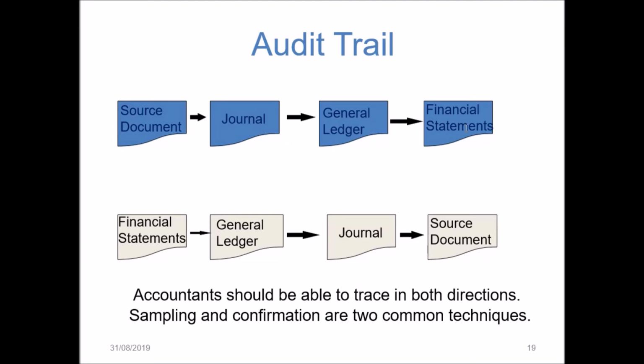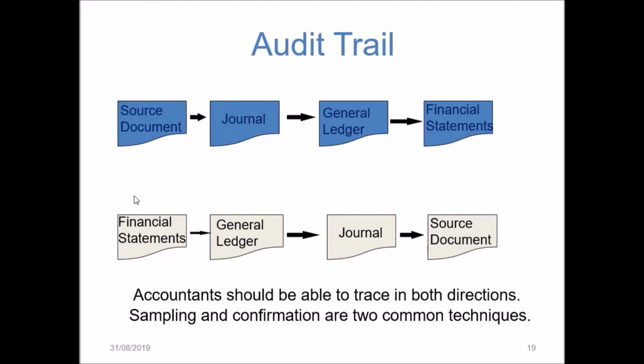Okay, for a computer-based information system, this is the audit trail. For an audit trail, to detect something, it begins with the financial statement, for example, the figure of accounts payable. And then it goes backward. Look into the GL, look into the journal, and finally look into the document itself.